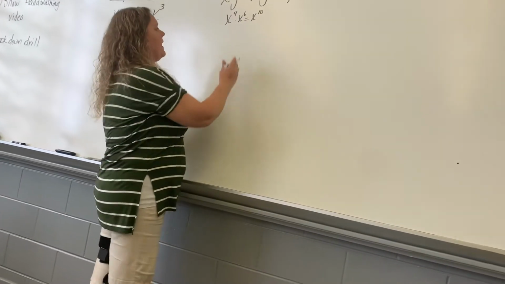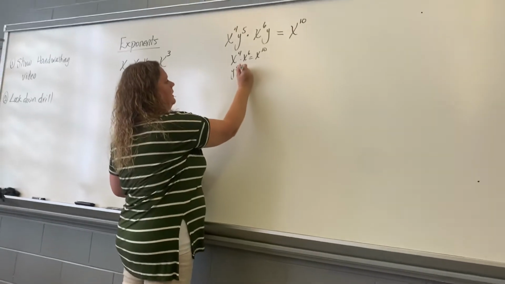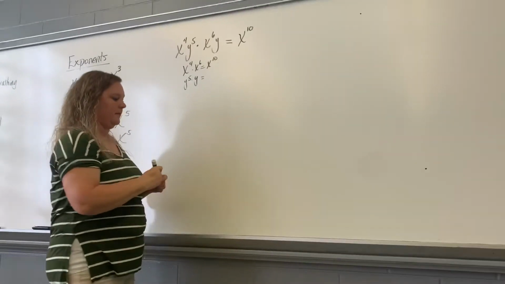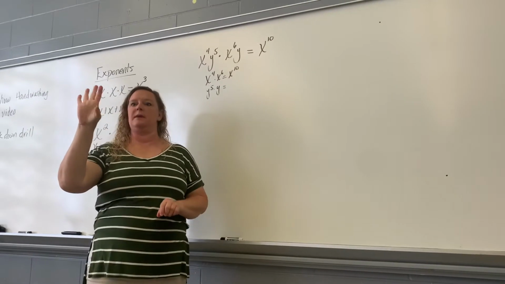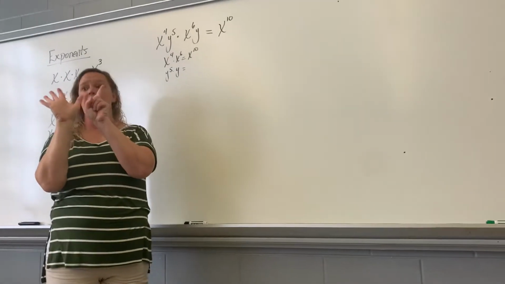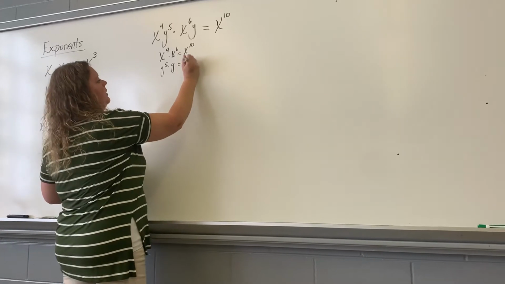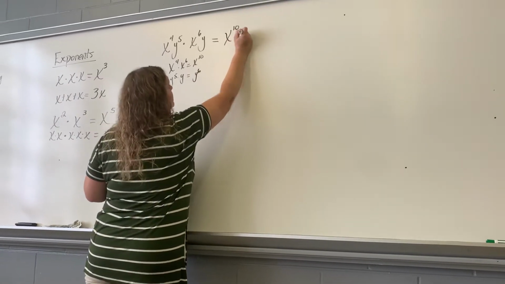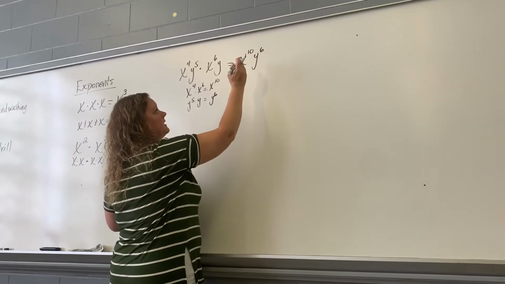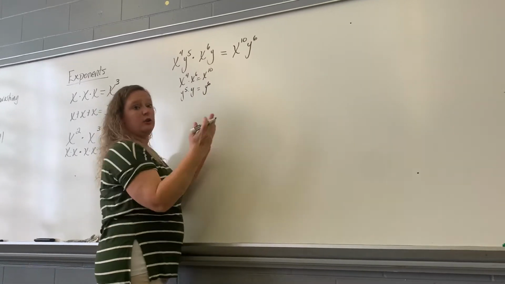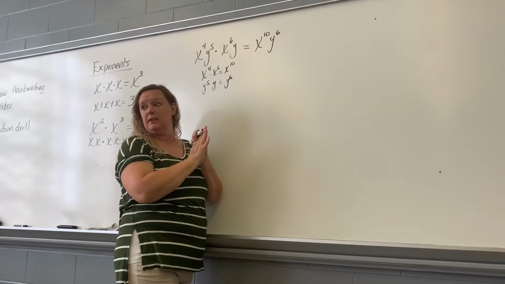Alright, so if I have y to the 5th times another y, then how many y's is that? If I've got 5 y's being multiplied and another one, then how many are being multiplied? 6, that's right, y to the 6th. And then the way you write it up here is you just write it beside it. X to the 10th, y to the 6th. And you will be multiplying those two things together.